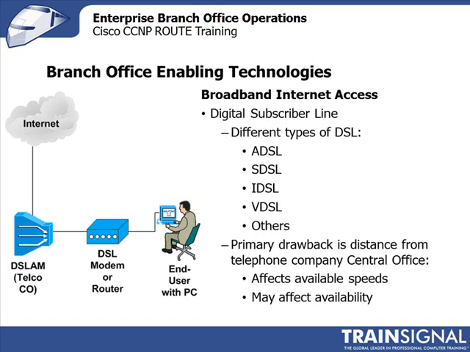The primary drawback of DSL is distance from the telephone company central office. The further away you are, the lower speed you're going to get. I actually lived in an area where the telephone company central office was a significant distance away from my home, and I was incapable of getting DSL because the distance was too great. So keep in mind that your availability is going to be affected by the distance from the central office as well as available speeds. The closer, obviously, the greater speed you can get.